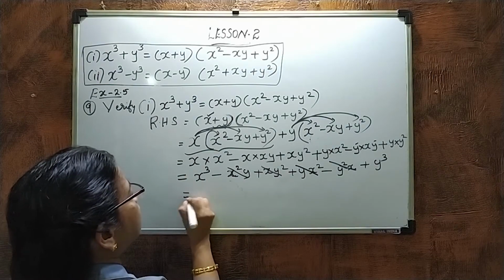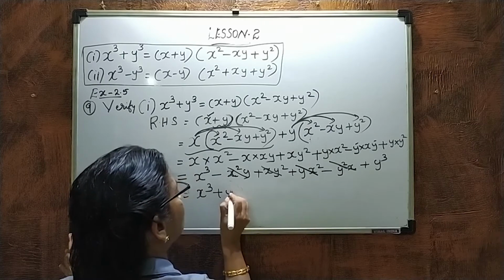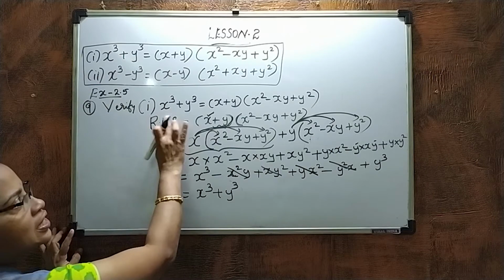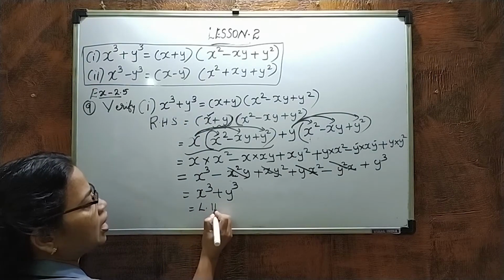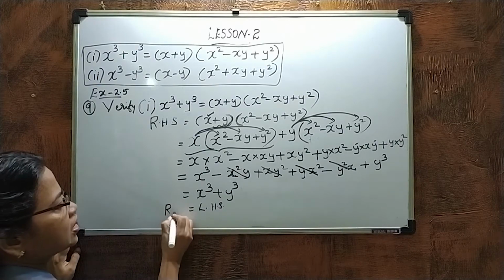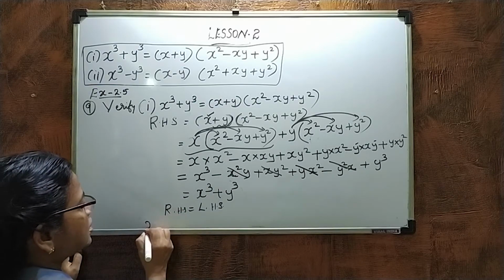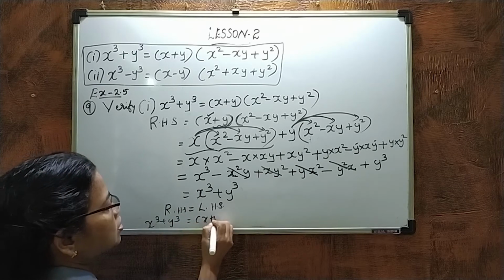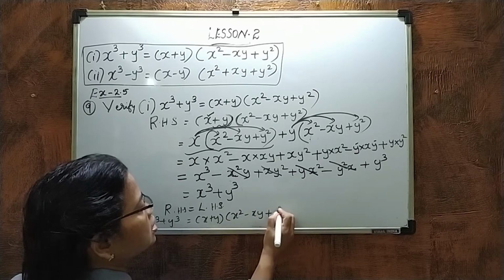Balance is x cube plus y cube. What is x cube plus y cube? It is left hand side, LHS. Which answer is it? RHS is equal to LHS. That means x cube plus y cube is equal to x plus y into x square minus xy plus y square.